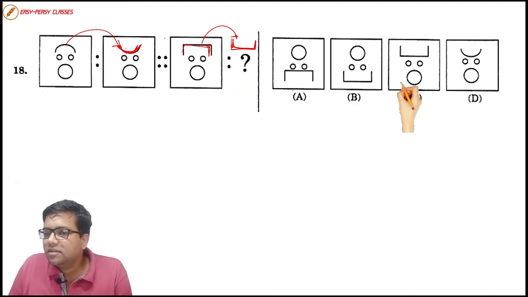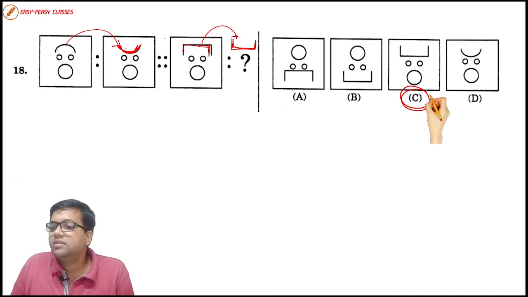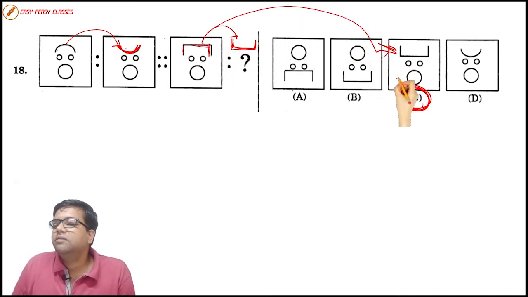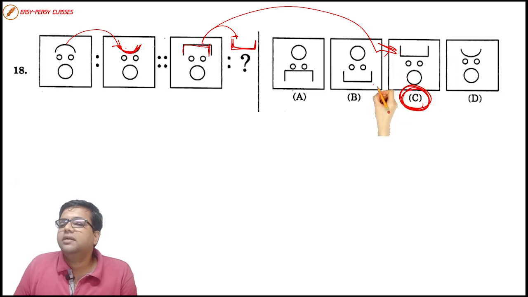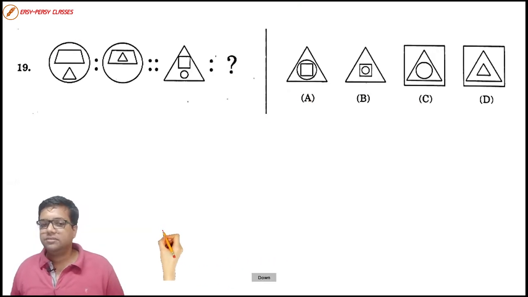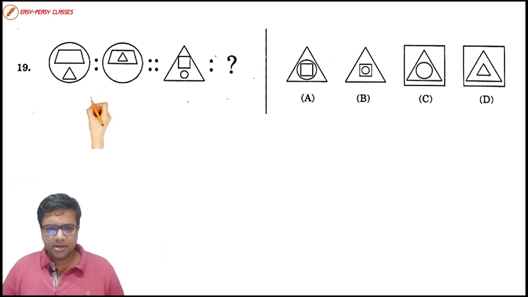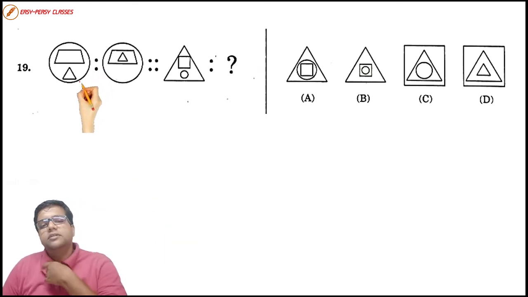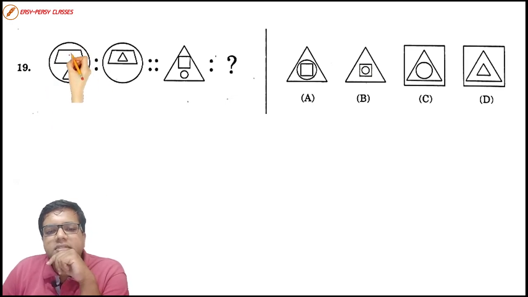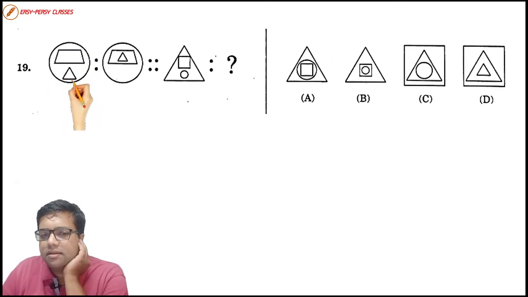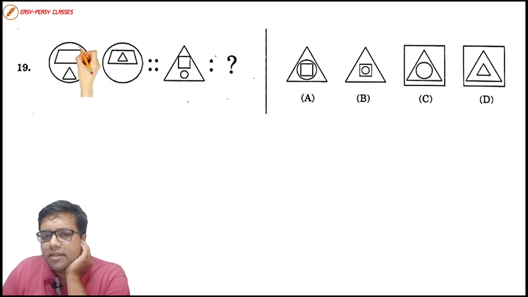Where do we have that? So look at C. Option number C. The head got changed, right? The head got inverted as I told you right here. So option number C is the right answer. In question number 19, inside a figure there are two figures. Inside a circle there are two circles. One is a quadrilateral, the another is a triangle. So in the next figure, what happened?